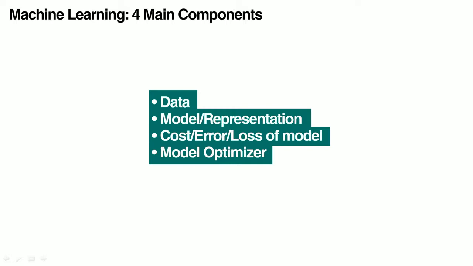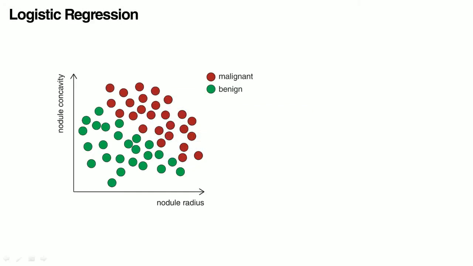So let's apply this checklist to a simple logistic regression problem. In this case, we have a data set, a toy data set of benign and malignant tumors with two features, nodule concavity and nodule radius. And so we have our data. So that's the first item in our checklist. We then formulate a hypothesis. We think maybe our data is linearly separable.